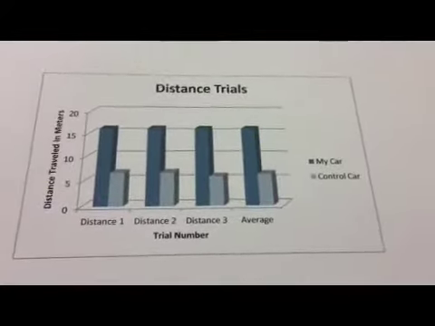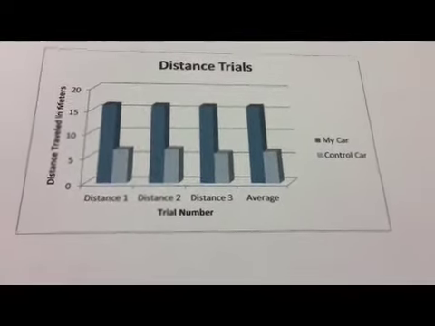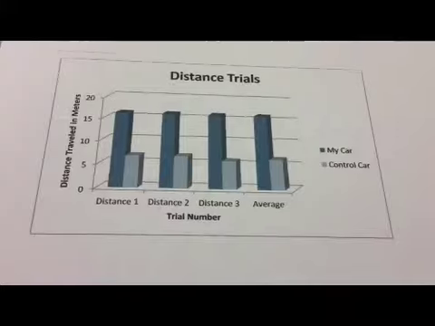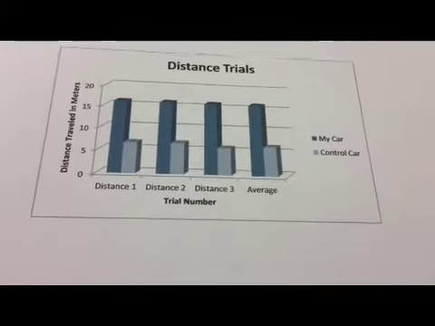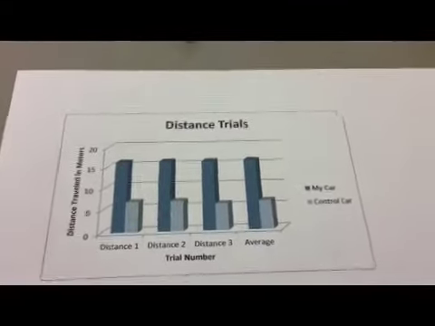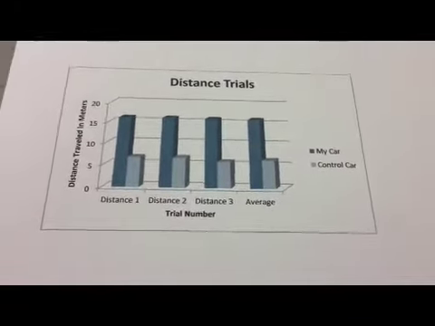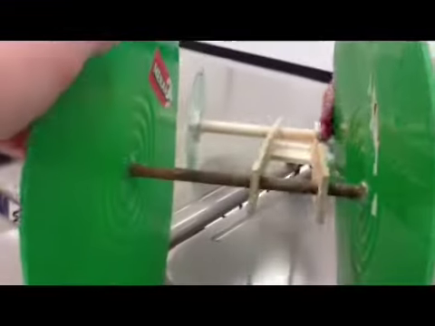Data analysis for distance trials. Our car averaged about 16 meters over each distance trial, while the control car only averaged about 5 to 6 meters. This is over a 100% increase in our distance compared to the control car. I think it was because of the effect of the wheel-to-axle ratio, as it was more efficient in turning.